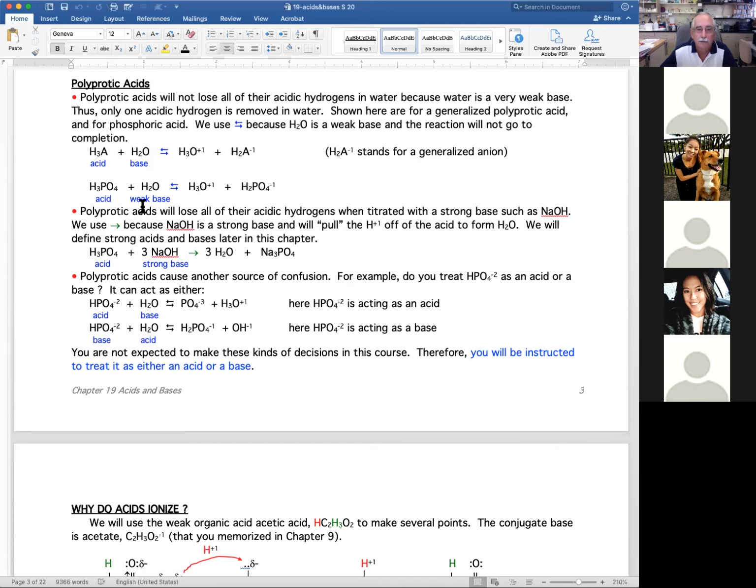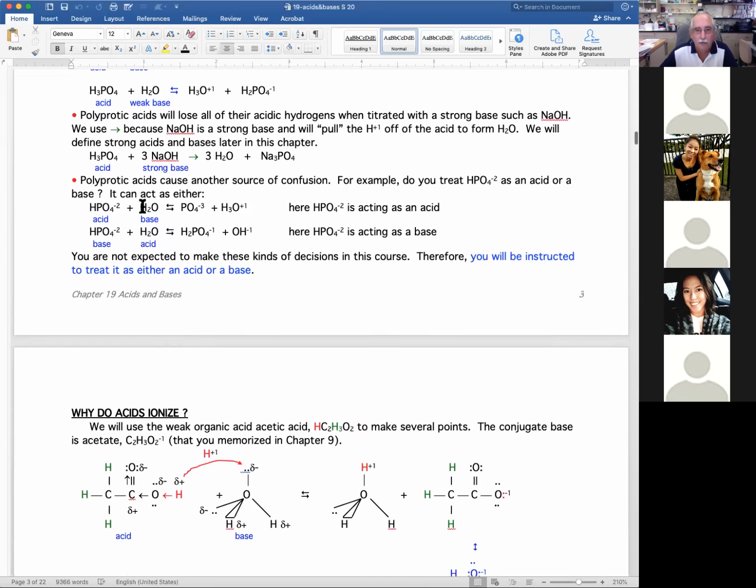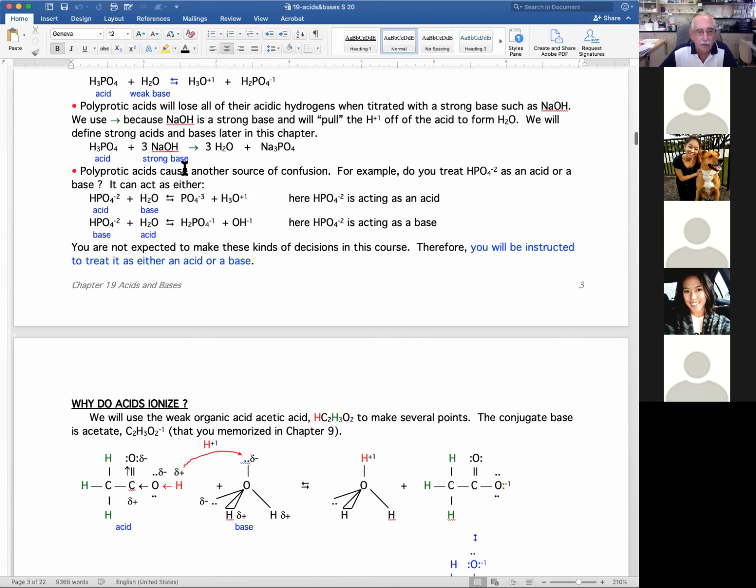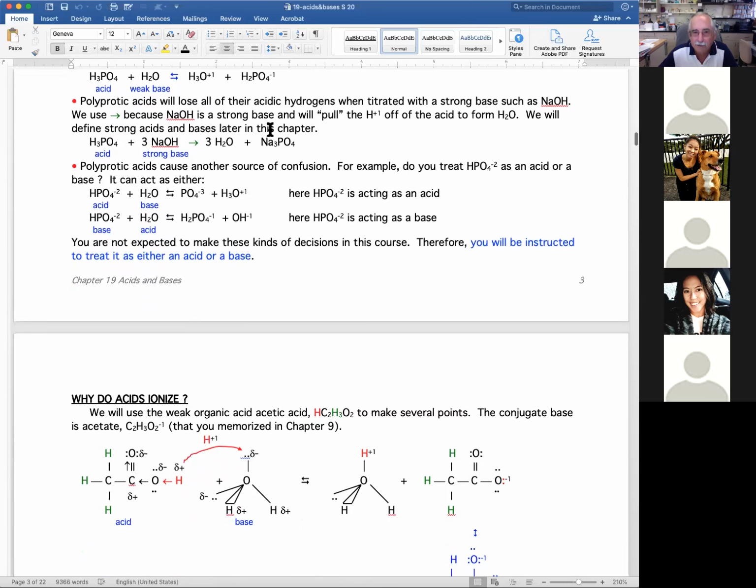Now, what if I put it in the presence of a strong base like sodium hydroxide? Now, I'm going to force all of those acidic hydrogens to come off because the hydroxide is such a strong base. And this reaction, where it goes to completion like this, is a titration problem. That's a neutralization equation, a titration problem.